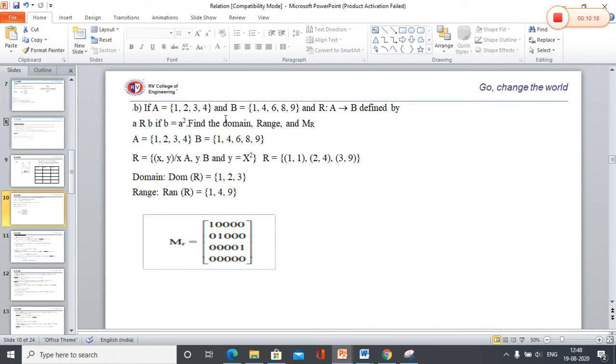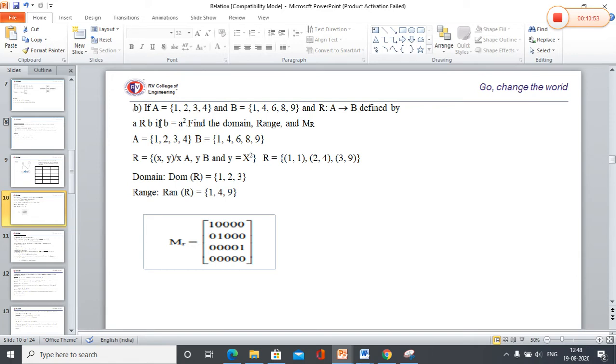Now how the elements will be related is defined here. I have to write all those ordered pairs in the relation where this condition is satisfied: aRb if b is equal to a square. So in R, what all elements will I write? See, A cross B means what? 1 to 1, 1 to 4, 1 to 6, 1 to 8, 1 to 9, and 2 to 1, 2 to 4, 2 to 6, 2 to 8, 2 to 9. Then 3 to 1, 3 to 4, 3 to 6, 3 to 8, 3 to 9, 4 to 1, 4 to 4, 4 to 6, 4 to 8, 4 to 9. All those will come in A cross B.